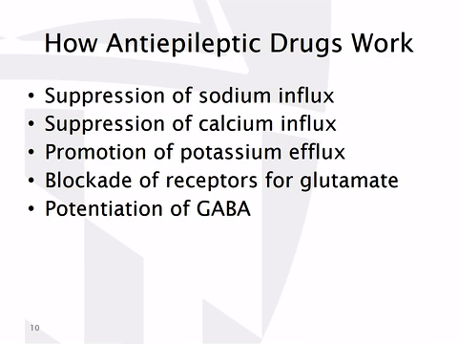So for some drugs, I am going to say you have to know the mechanism of action. For these drugs, while we do present it, I don't think you need to memorize it. But just so you know, these are the common mechanisms of action that the various drugs work through. So suppression of sodium influx or suppression of calcium influx, promotion of potassium efflux, blockade of receptors for glutamate, potentiation of GABA. Remember, I said those are the two neurotransmitters that kind of balance each other out in terms of excitation in the CNS.